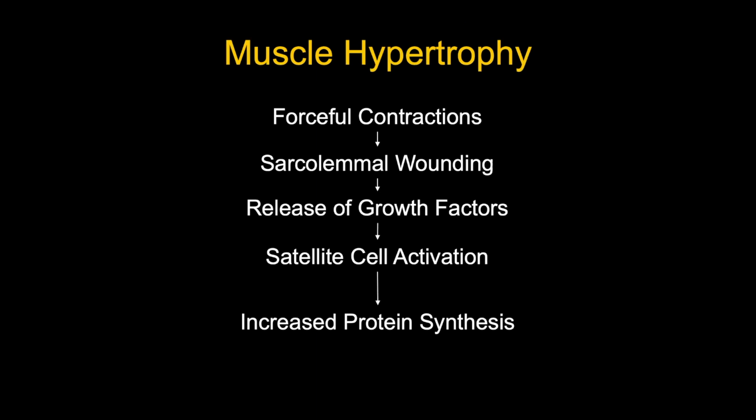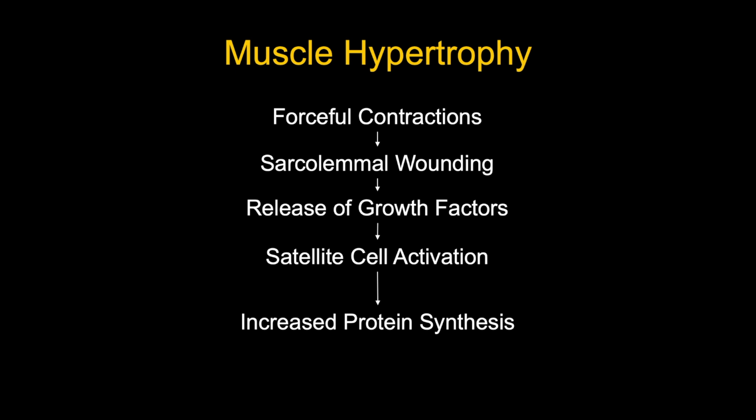So what turns the stimulus on for muscle hypertrophy to occur? Well, first and foremost, we have to have a stimulus. In other words, forceful contractions that place a mechanical stretch across the muscle fibers. That leads to sarcolemmal wounding. Remember, the sarcolemmal membrane surrounds the muscle fibers. These are micro tears in the membrane and not membrane breakdown. The sarcolemmal membrane remains completely intact.